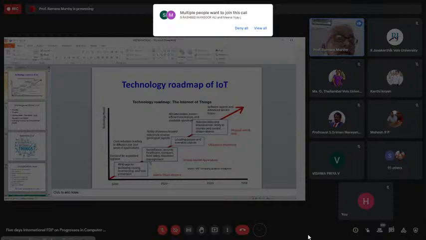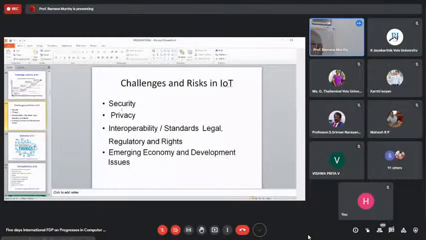Whenever you are dealing with such a roadmap, definitely there will be certain challenges, apart from the risk in adopting IoT. The challenges are basically security, then privacy, interoperability, then standards, legal and regulatory rights, and emerging economy and development issues.